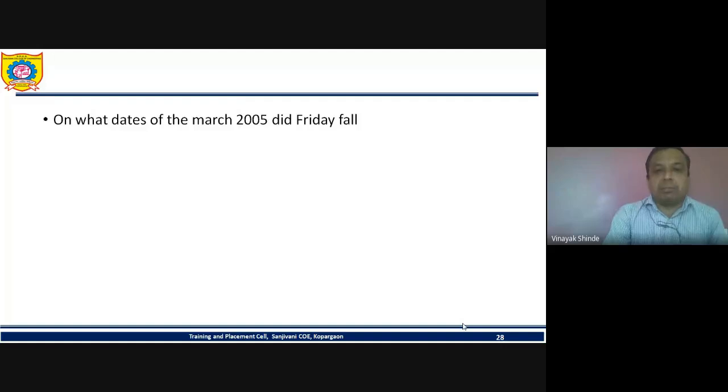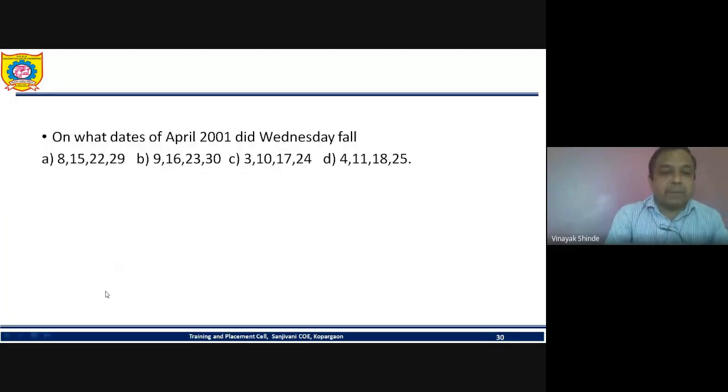This is one type of question. We'll go for another type. Here, what they have given: on what dates of April 2001 did Wednesday fall? Means you need to find out dates. In the previous case, the date was given and you needed to calculate the day. Here, the day is given and you need to calculate the dates. Again, the same logic of odd days you need to apply.